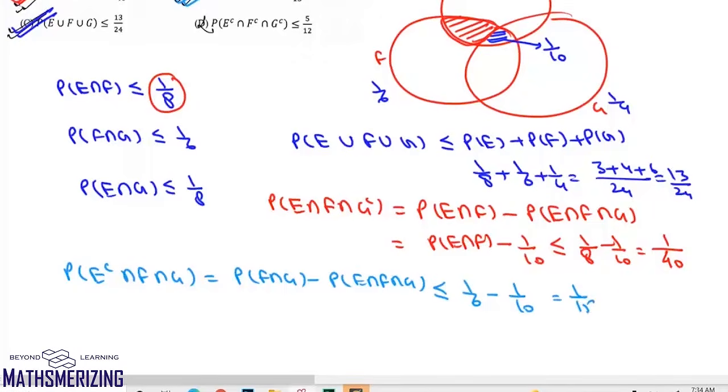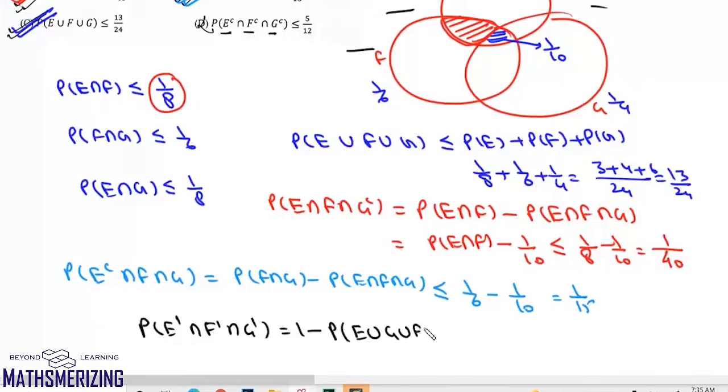Now if we look at this probability, which is E naught intersection F naught intersection G naught. So it will be this region, and this probability will be given by 1 minus probability of E union G union F. Now this probability will be minimum when this value is maximum. So it will always be greater than or equal to 1 minus 13 by 24, which is 11 by 24. So that means this option D is incorrect.